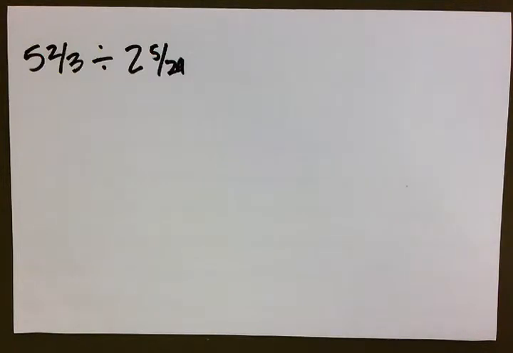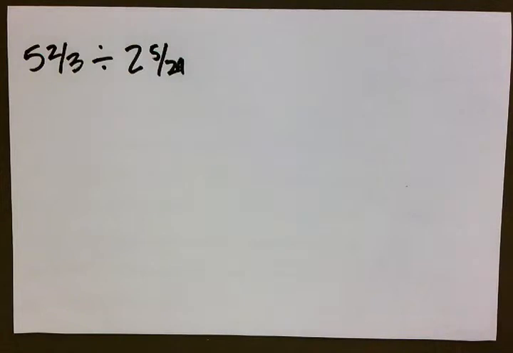The question is 5 2/3 divided by 2 5/24. The instructions are to estimate and then find the actual quotient expressed as a mixed number in simplest form. So first we want to estimate, then we want to solve, and then we want to change it back into a mixed number, and we want to make sure we've simplified. Those are our steps.